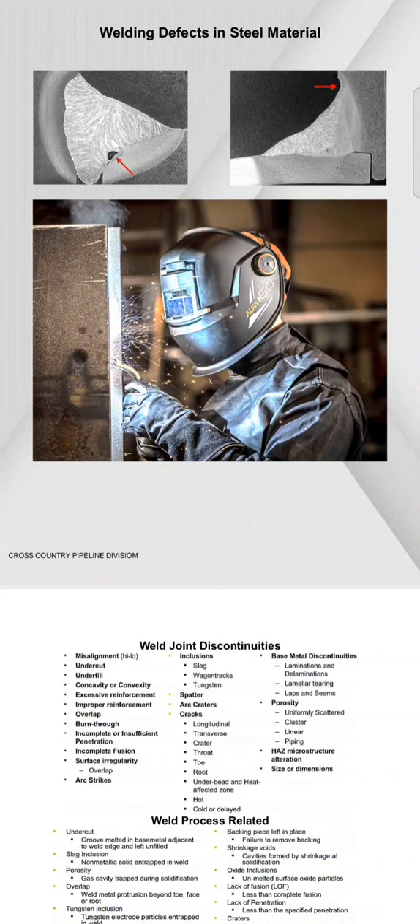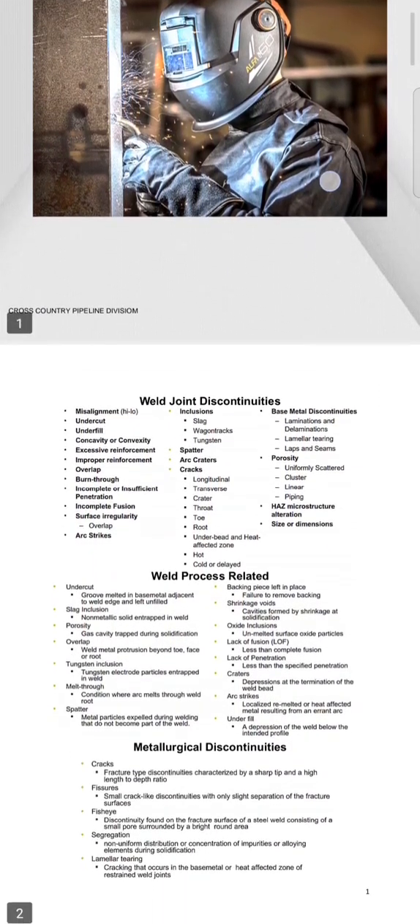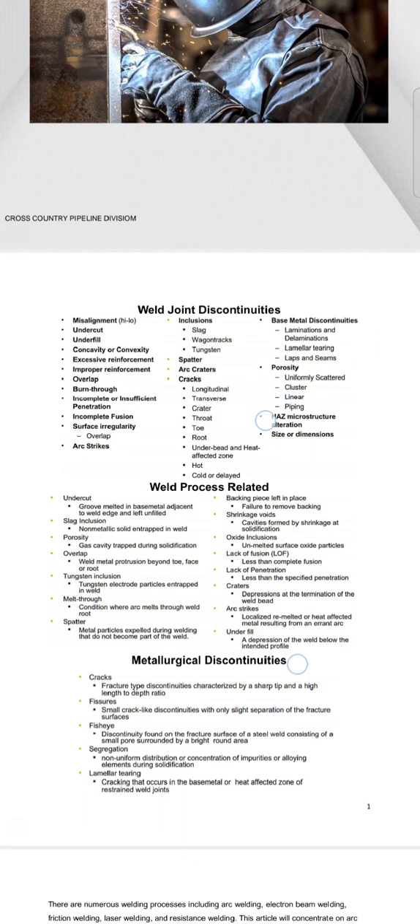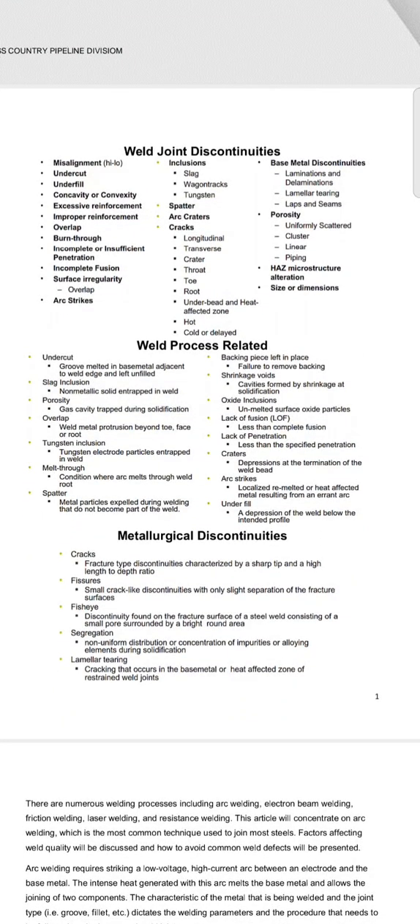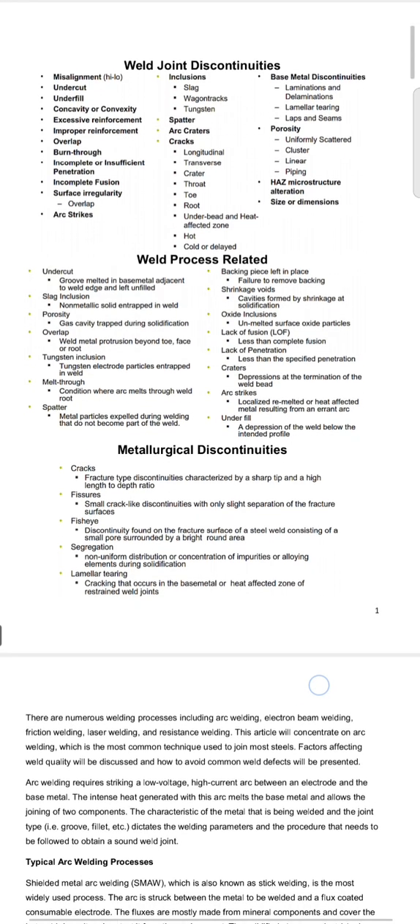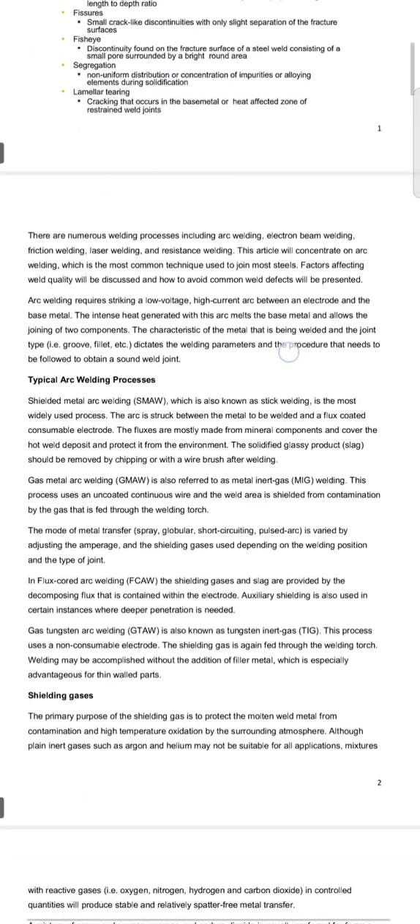Hi everyone, today we are discussing welding defects in steel material. Weld joint discontinuities are interruptions or flaws in the physical, mechanical or metallurgical properties of a weld. Welding is a process that joins metals or plastics together by heating them until they melt and mix. Metallurgical discontinuities originate when the materials are subjected to extreme stress or temperature that alter the physical or chemical properties to satisfy the manufacturing needs.